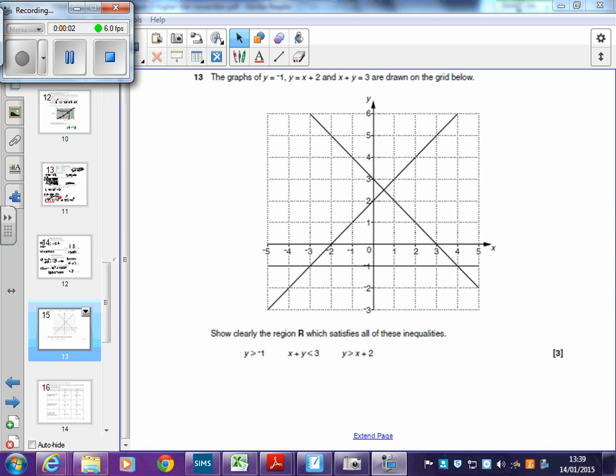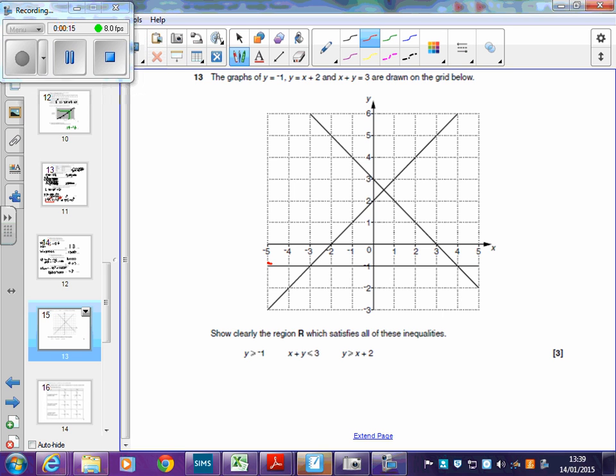Question 13, we've got the graphs of y equals -1, y equals x plus 2, and x plus y equals 3. They're drawn on the grid, and we want to show clearly the region which satisfies all of these inequalities. Okay, so let's start with the line y equals -1, which is this line here. Remember, the y equals lines are always horizontal.